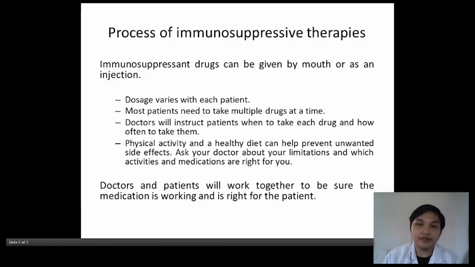Basically, these drugs can be taken either by mouth or by injection, and the dose varies for each patient. And most patients need to take multiple drugs at a time. Doctors say physical activities and a healthy diet can prevent unwanted side effects, but you need to know what the limitations to your physical activities are. Not all activities can be done. Doctors and patient will work together to make sure that the medication is working and right for the patient.